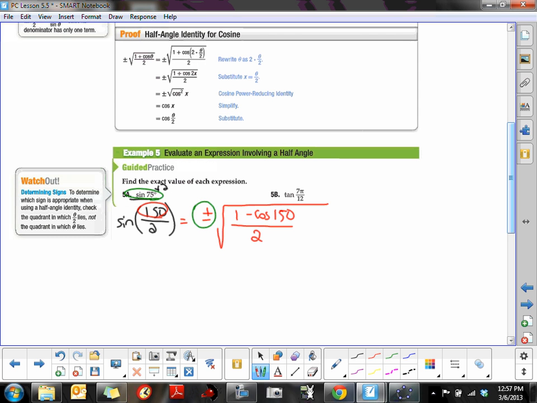Because we're finding the sine of 75, it's a first quadrant angle, so it has to be positive. So I can eliminate the negative one, and all I need is a principal square root. I'm going to drop the sign completely. It's the square root of 1 minus, now I'm going to do the cosine of a 150 degree angle.